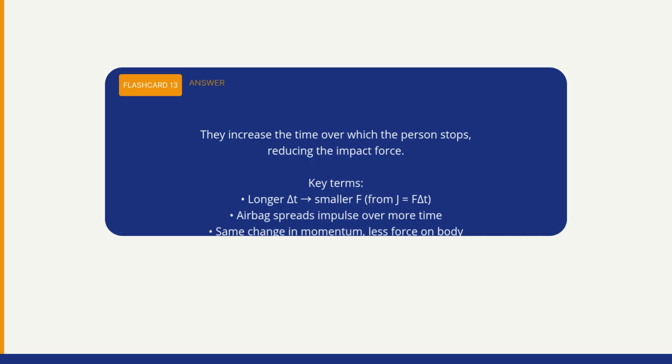From J equals F delta T, a longer time interval results in a smaller force. The airbag spreads the impulse over a longer time and reduces the force acting on the person's body.